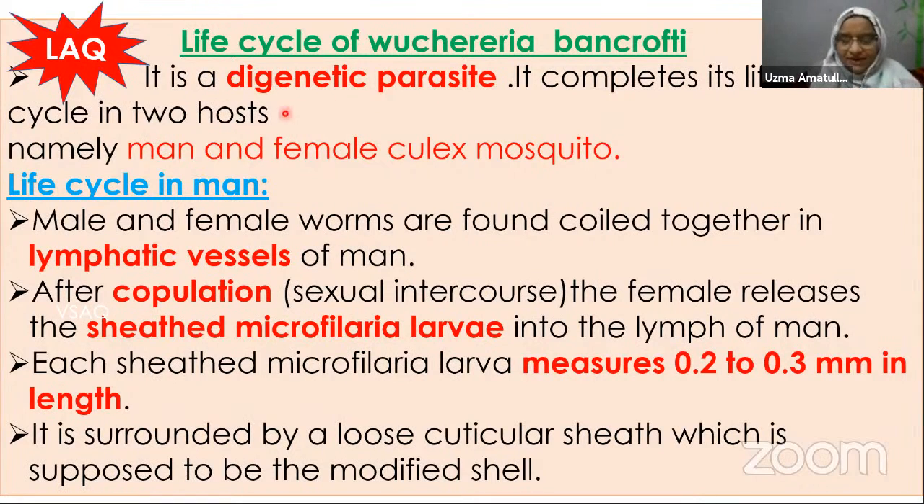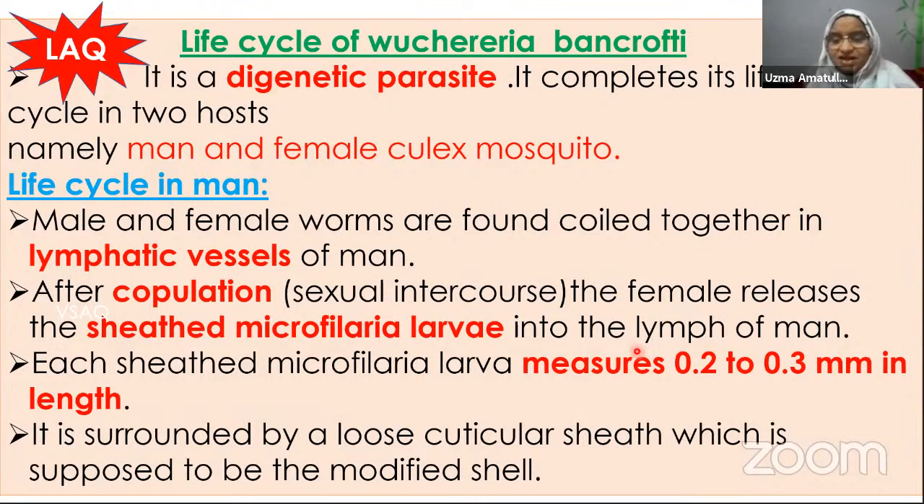It is a digenetic parasite, meaning it has two hosts, primary and secondary, man and mosquito. It completes its life cycle in two hosts, namely man and the female Culex mosquito. Life cycle in man, what happens? Male and female, where are they present? They are present in the lymphatic vessels and are found coiled together, one on the other. After copulation, that is after sexual intercourse, the female releases sheathed microfilaria larva into the lymph of man.